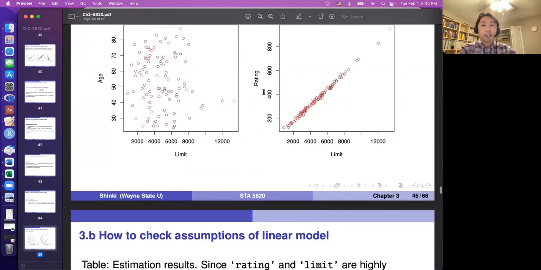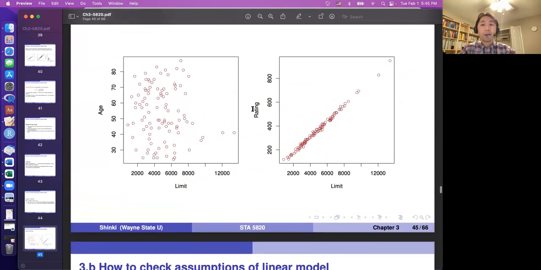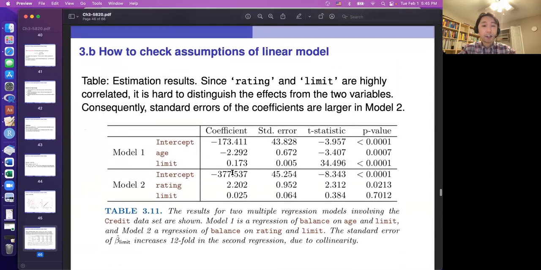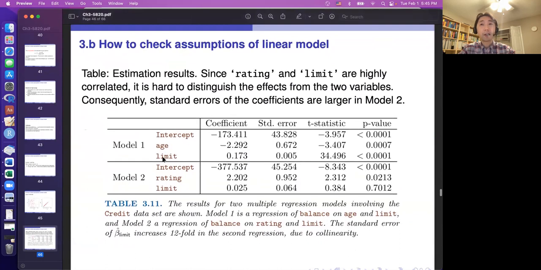So in this case, if we fit the balance on rating and limit, then we have inflated standard error, or inflated variance of predictors. So these are two models. Age and limit are almost uncorrelated. So when we fit the balance on age and limit, these two are both significant. You can see p-values are very small.